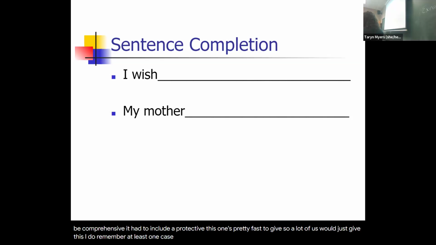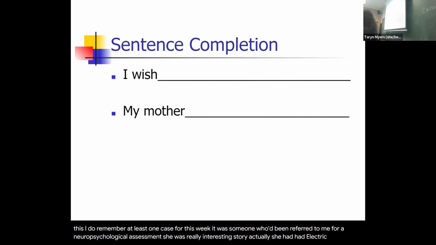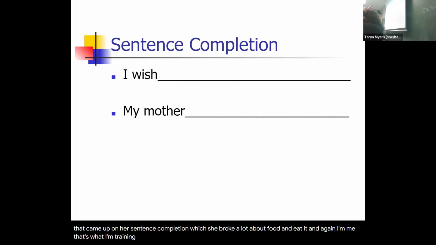I do remember at least one case where this was really eye-opening. It was someone who'd been referred to me for a neuropsychological assessment. She had a really interesting story, actually. She had electroconvulsive therapy, which is used in really severe cases of psychosis or depression. A rare side effect is that you can have memory loss with it, and she genuinely did. But one of the things that came up on her sentence completion was she wrote a lot about food and eating. And again, that's what I'm trained in, so my little ears went up. She had been referred by one of my friends who was her therapist within the same clinic. So I mentioned this to her therapist when I gave the formal report, but also as a sort of consultation. And this ended up being something they worked on together in therapy that the client probably would never have brought up independently, but was something that was really bothering her. Because I think a lot of people think, oh, my therapist doesn't want to talk to me about my food. And some of us are like, yes, we do. We will help.